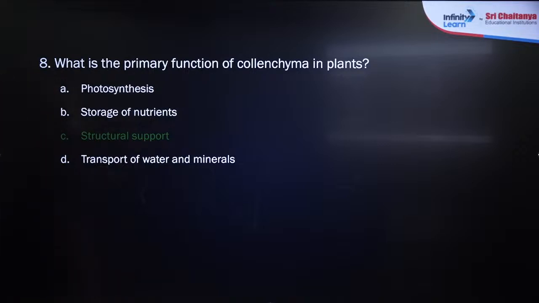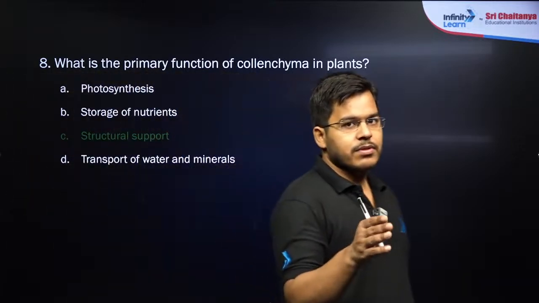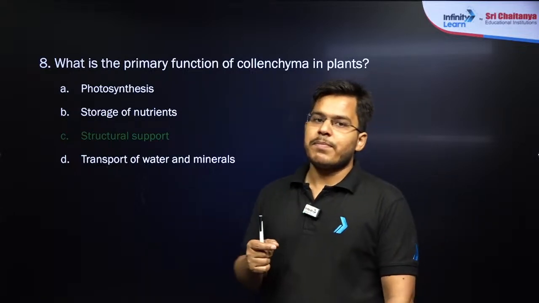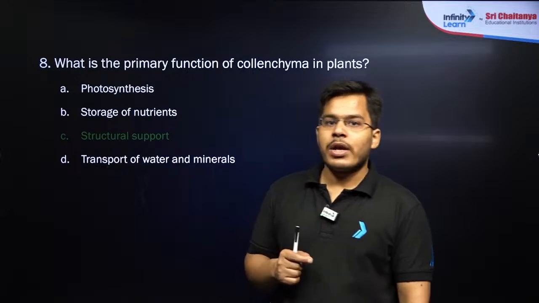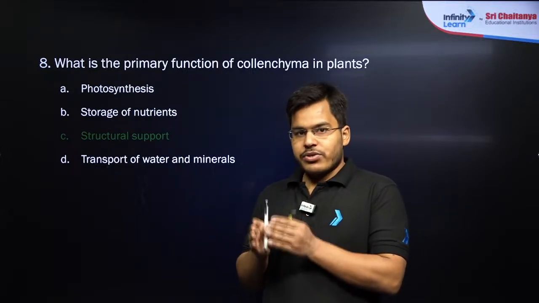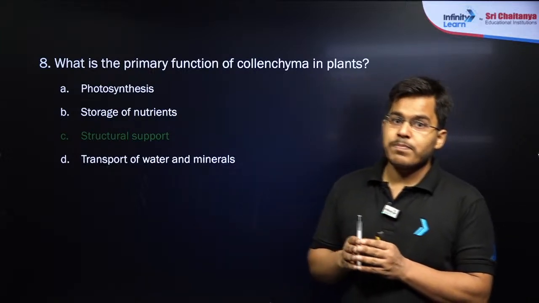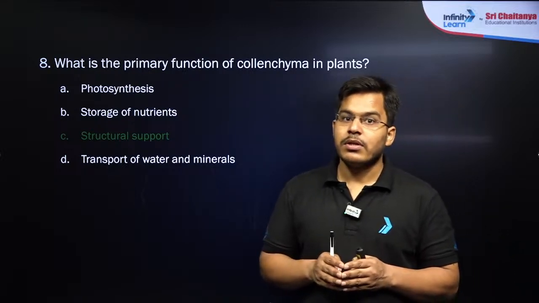So the correct answer is going to be, students, structural support. One more point, students, let me make it very clear. If a question comes that way, like which of the following tissues will be present in the plants for structural support, and there will be two options, sclerenchyma and collenchyma. So the primary structural support to the plant will be given by sclerenchyma. So sclerenchyma are going to be, students, the primary tissue for protection and structural support, mechanical support.